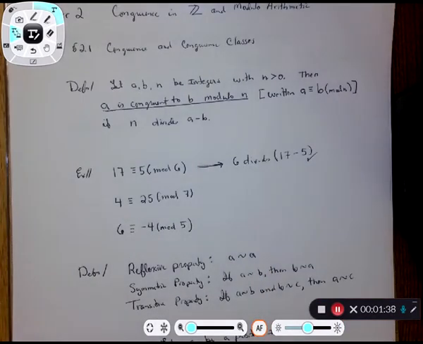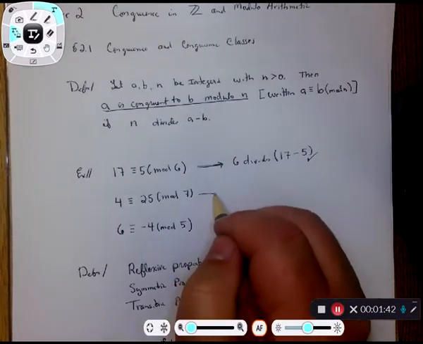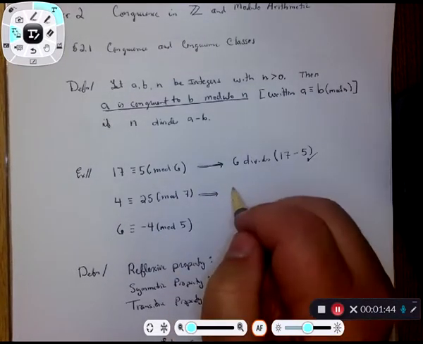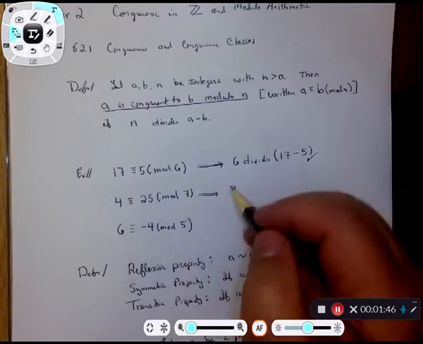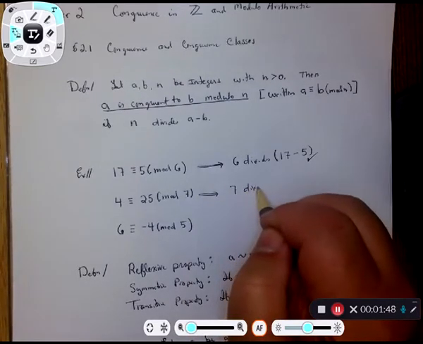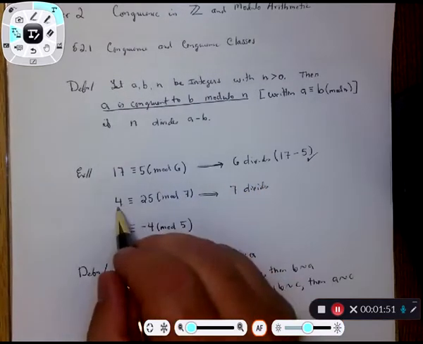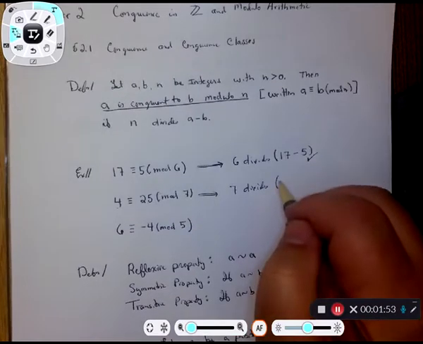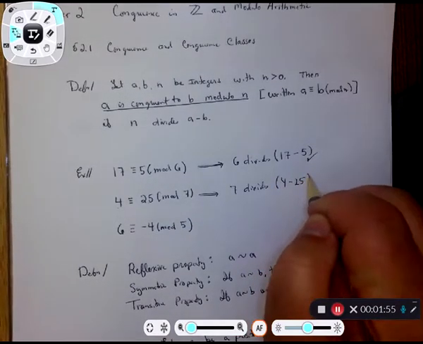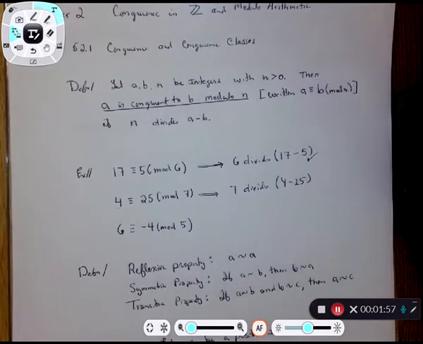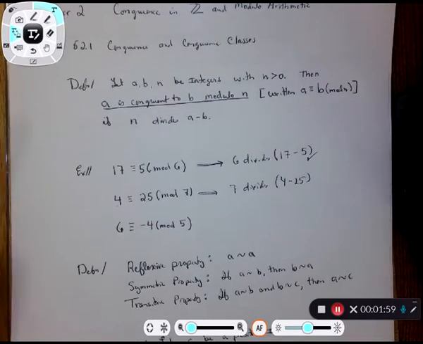Next one, 4 is congruent to 25 mod 7. Why is that the case? Well, that's because 7, what you're modding out by, divides 4 minus 25. Now 4 minus 25 is negative 21, and clearly 7 divides negative 21.